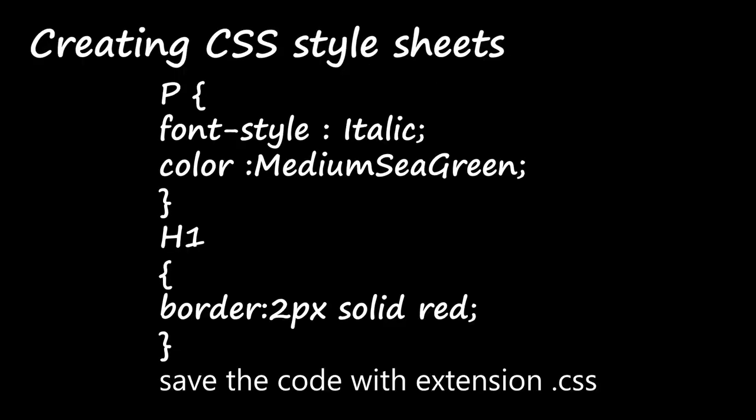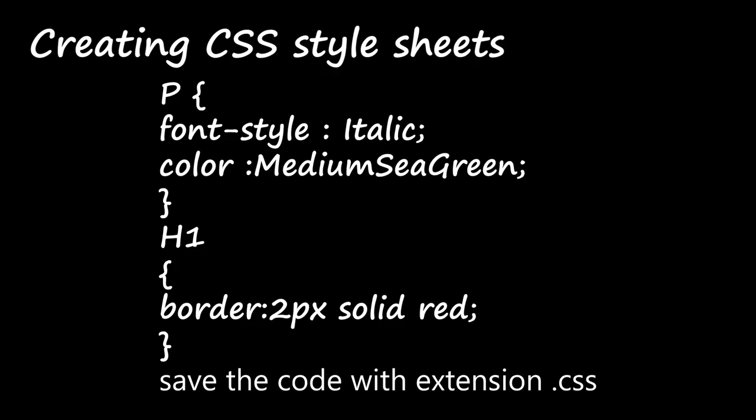Now we are going to create CSS style sheets. For that, we first open an empty notepad. To create a web page and write HTML code, we open the notepad; in the same way, to create CSS we open the notepad first. Then type the style properties and their values as you have learned, and at last, after typing, save the file with the extension .css.